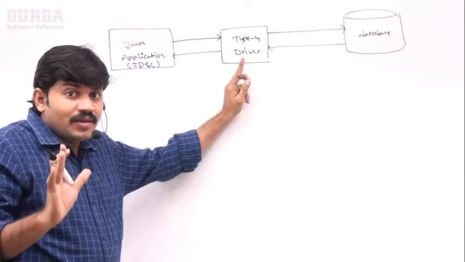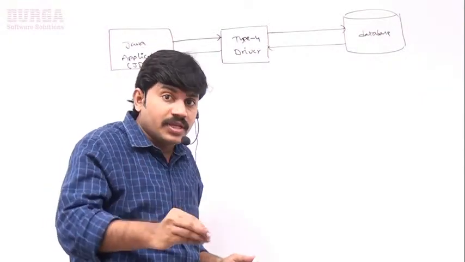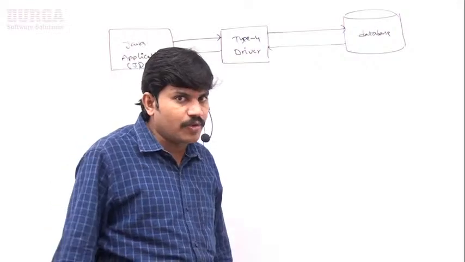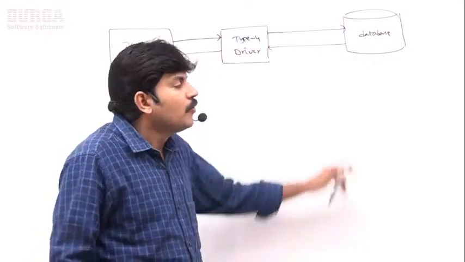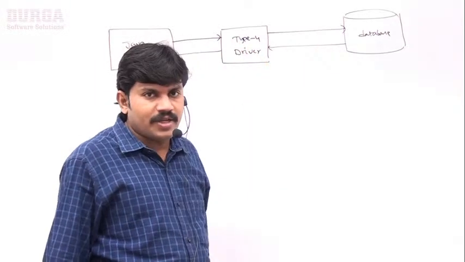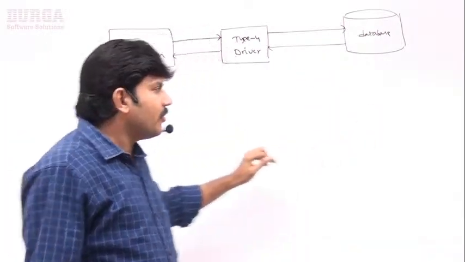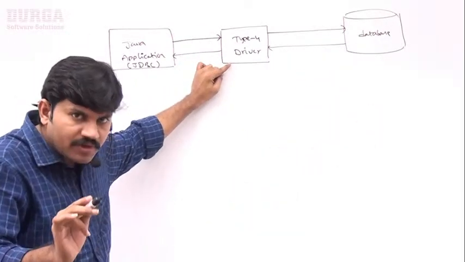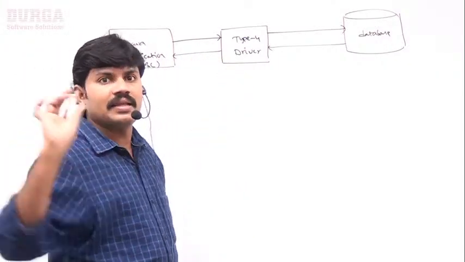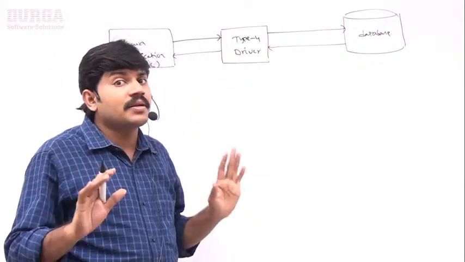Remember this one. The type 4 driver can communicate directly with the database by using the database specific native protocol. What is that protocol? The native protocol provided by the database vendor. It will communicate directly with the database without any extra component. So the type 4 driver converts JDBC calls into database specific calls directly.